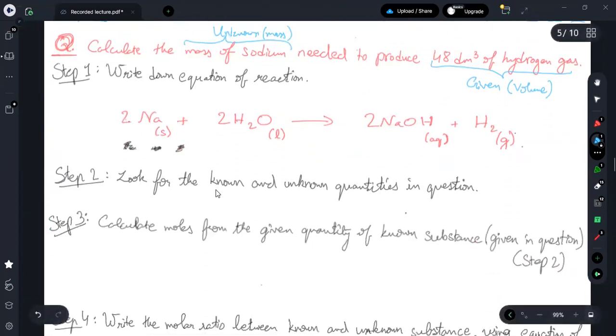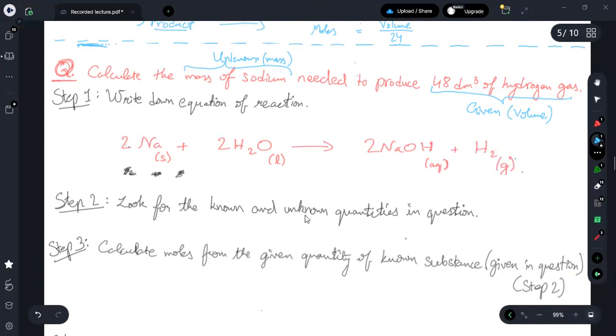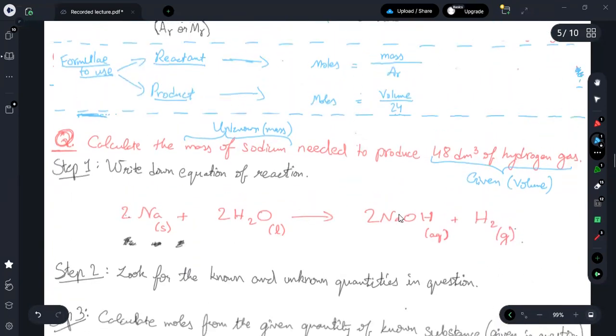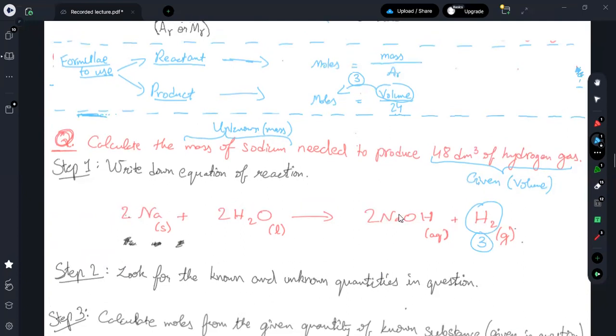So in step 2, we had to look for the known and unknown quantities, which I have highlighted over here. Step 3 is to calculate moles from the given quantity of the known substance, which is given in the question, as we highlighted in step 2. So what was the given quantity? It was the volume of the hydrogen. We have to calculate moles from it. That is, we are standing over here and we have to move over here. This is step number 3 that we have to follow. And step number 3 on this equation is right over here, where we are going to calculate the moles of this hydrogen gas.